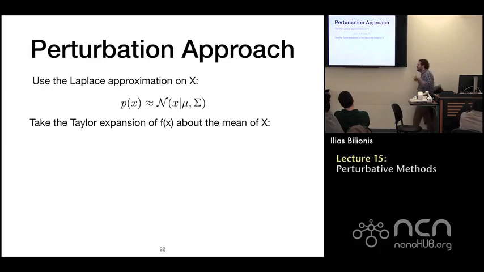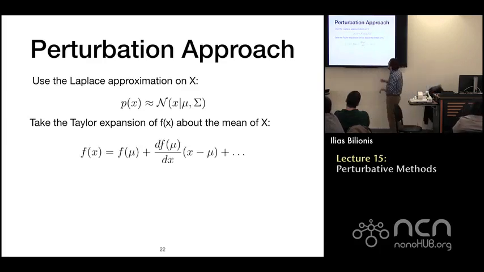Then you take the Taylor series expansion of your model about the mean of x, about mu. So the Taylor series expansion of your model, f of x, is going to be f of mu plus the derivative of f at mu times x minus mu, plus second order effects. Depending on where you stop, you will get more and more accurate representations of the probability density of Y.